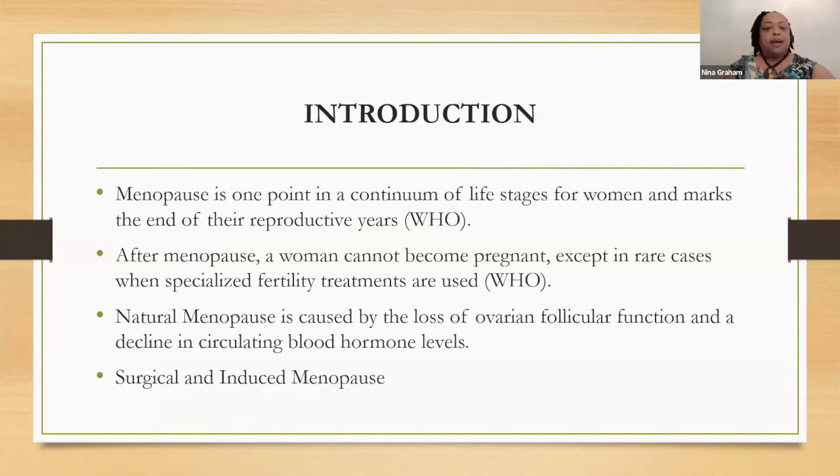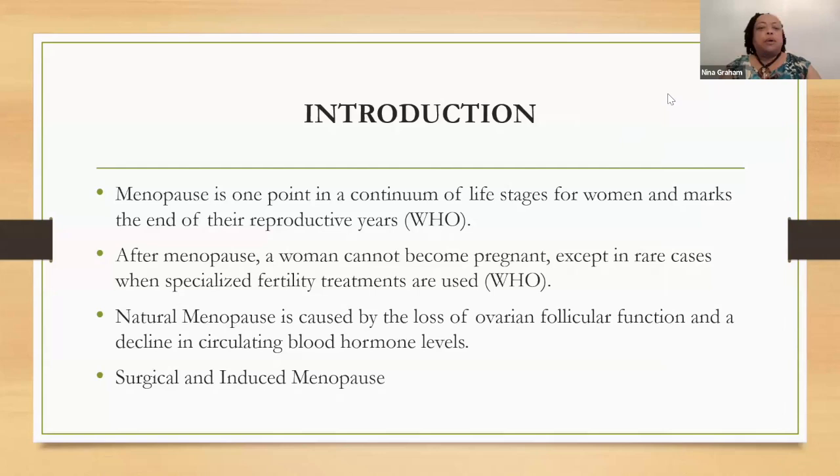All right, so menopause is one point in a continuum of life stages in a woman's life. And it marks the end of reproductive years. After menopause, a woman is not able to reproduce unless she does it artificially, for special fertility purposes, with artificial insemination or any other artificial reproductive technology.